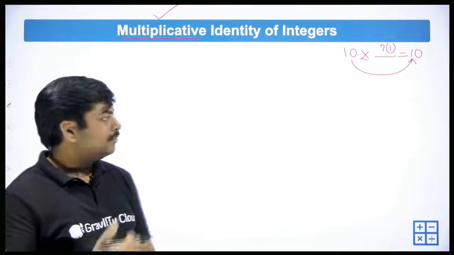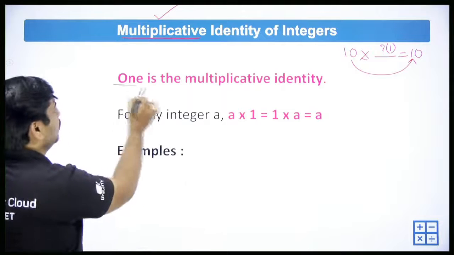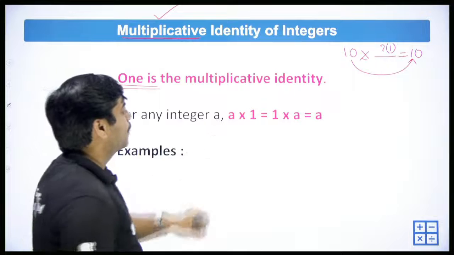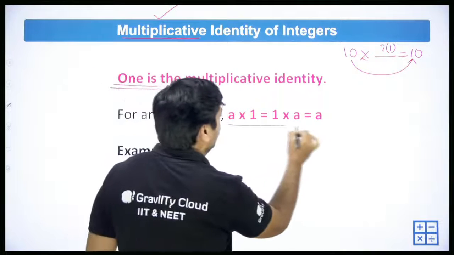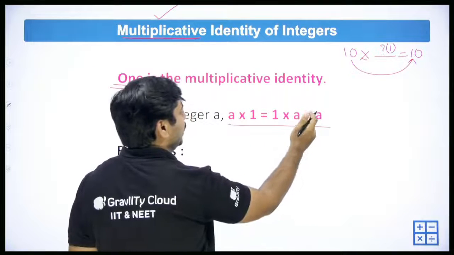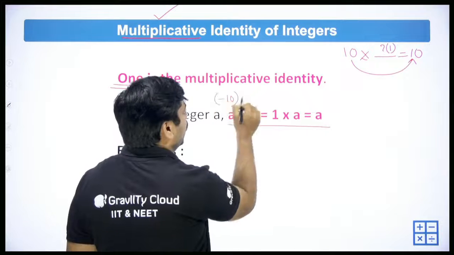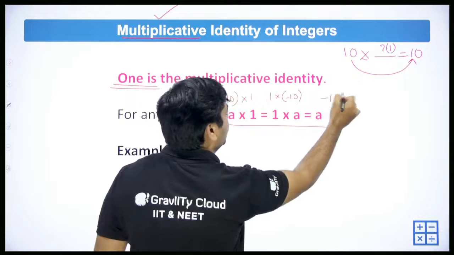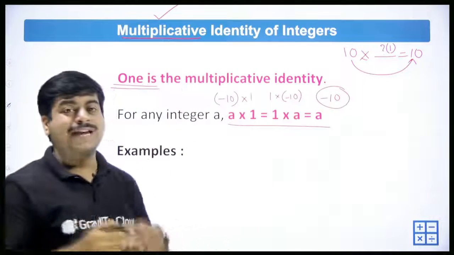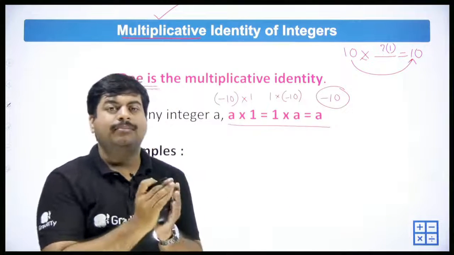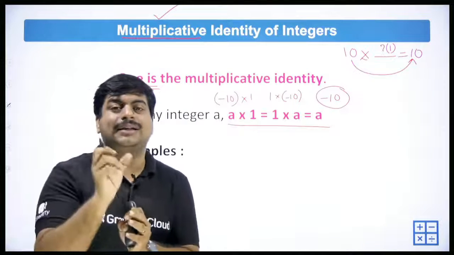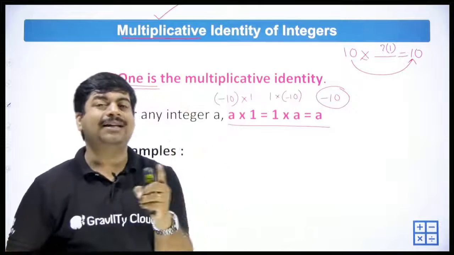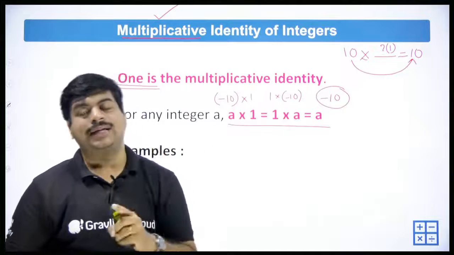Only 1, right? I can see here, 1 is a multiplicative identity. For any integer A, A into 1 and 1 into A will give you the same number A. Minus 10 into 1 or 1 into minus 10 will give you the same number minus 10. Your answer will not change. Your sign will not change. Same number coming again, that is called identity. Here we are multiplying, so we say multiplicative identity. In the previous class we added, there it is additive identity.